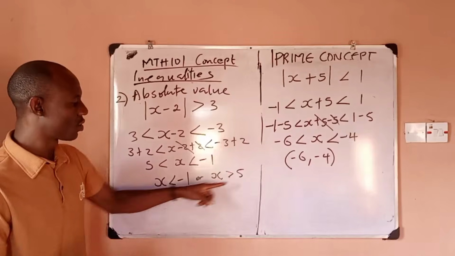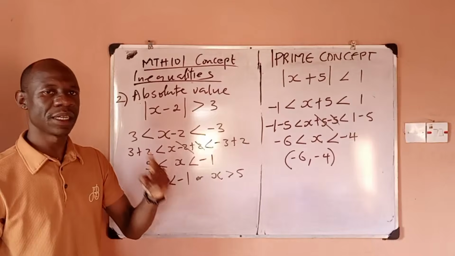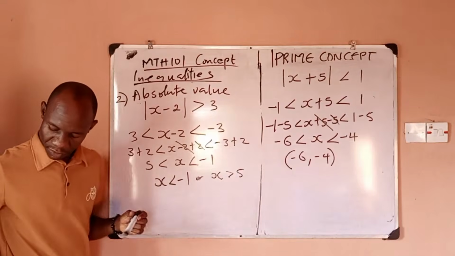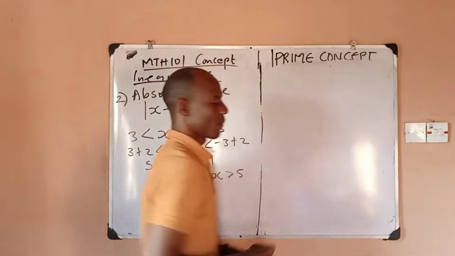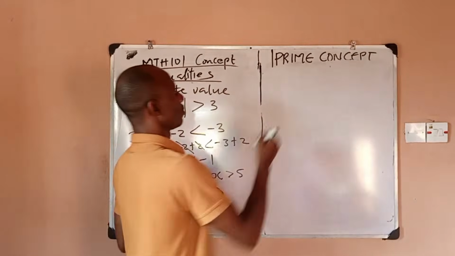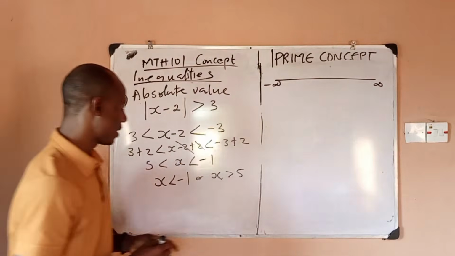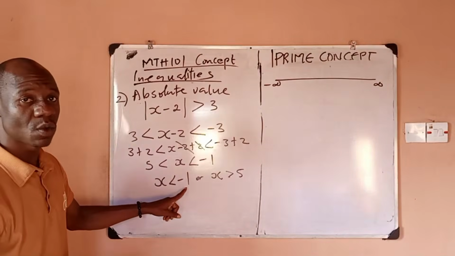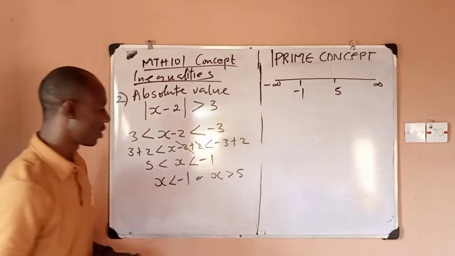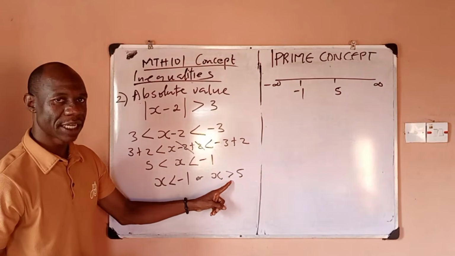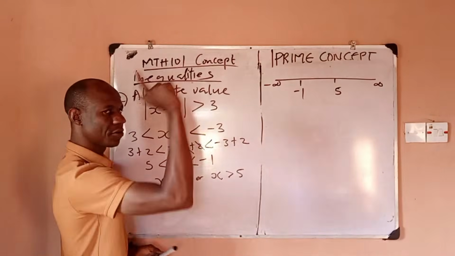Now, how do we put these two answers in interval notation? Please follow me very carefully. Let me just show you. You have this. This is negative infinity, this is infinity. What are the numbers we have? We have minus 1 and 5. Now look at your inequality. X greater than 5 means that 5 is pointing forward. Look at it, greater than, pointing forward.